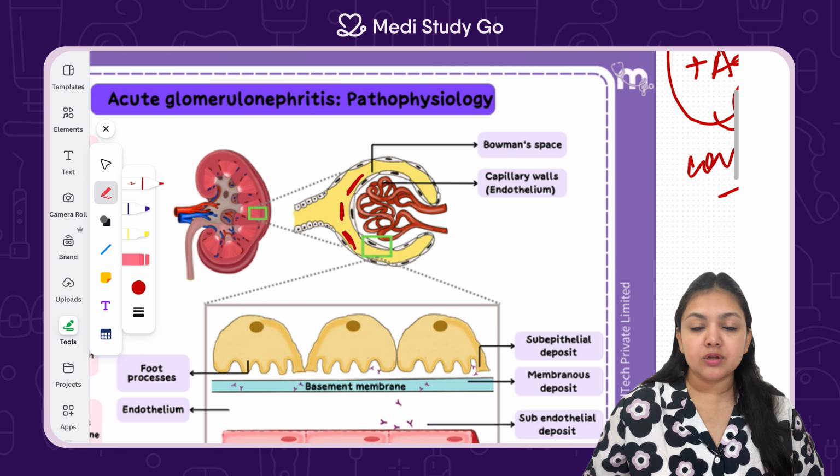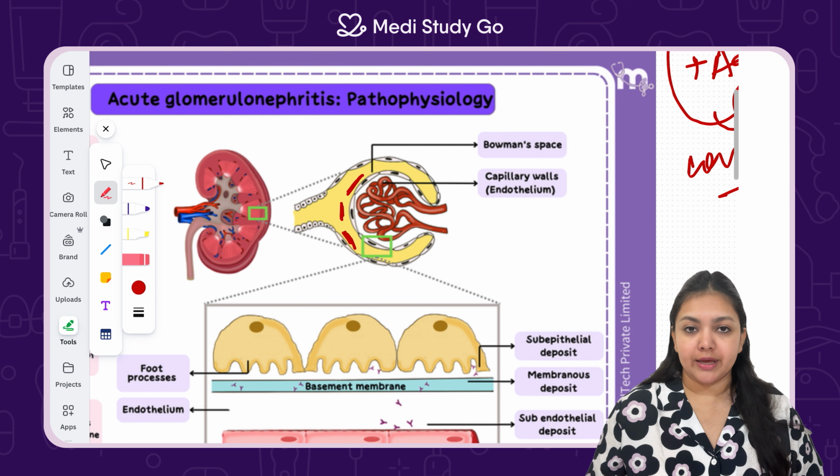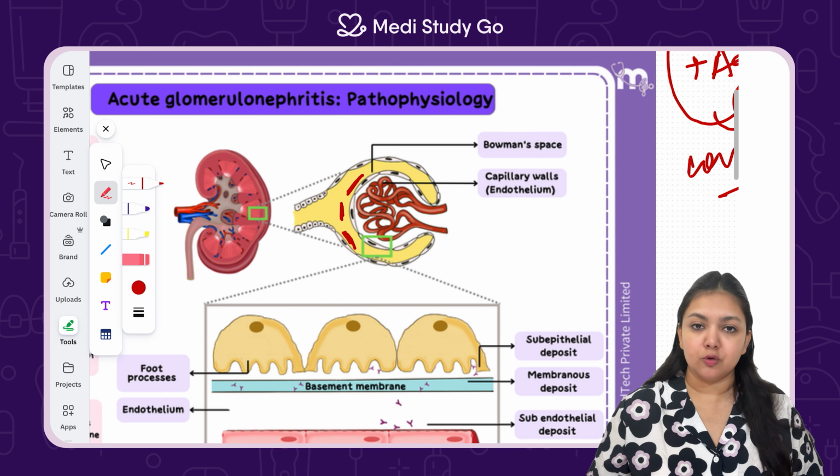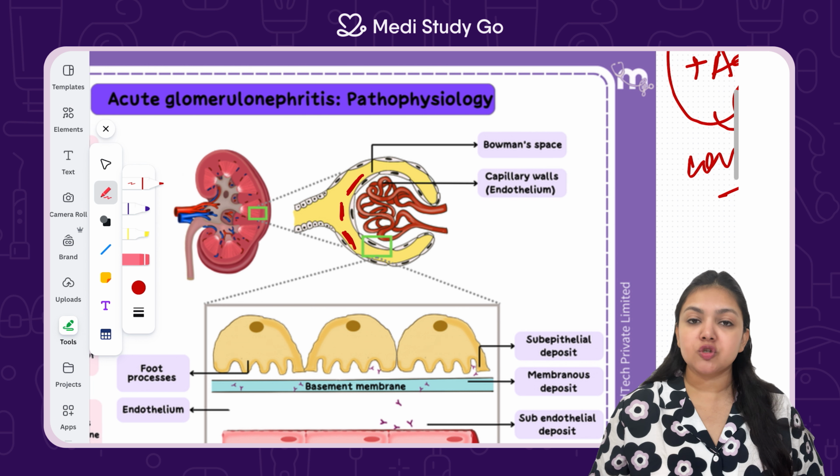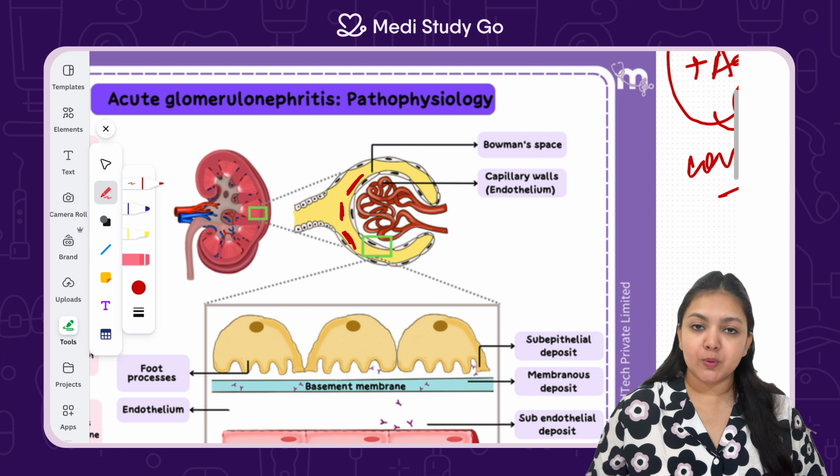Now, the body is going to think this is something outside material because antigen can be endo or exo, but the body's reaction will be immune response and stimulation of antibodies. So antibodies will be produced in response to these exposed antigens, and complexes will be formed which will get deposited then and there. This is also going to lead to glomerulonephritis.